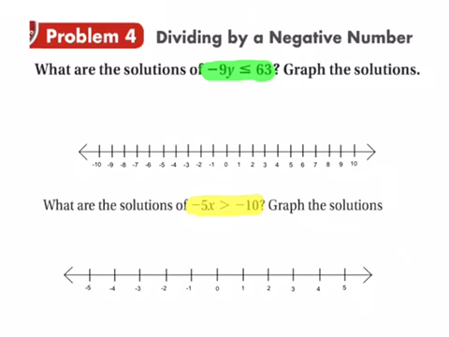Over here, problem 4, we're dividing by a negative number. What are the solutions of negative 9y is less than or equal to 63? So to solve this, I'm going to divide each side by negative 9. And right here, I'm dividing by a negative number. So that's my clue that I do need to flip this. And so it's going to be y is greater than or equal to negative 7. So at negative 7, I'm going to do a closed circle.